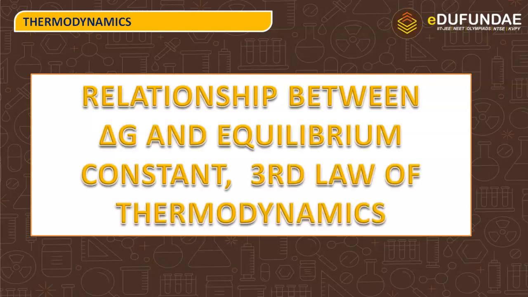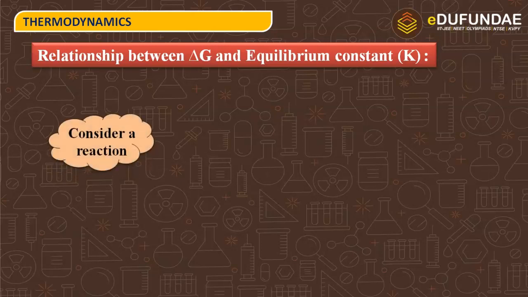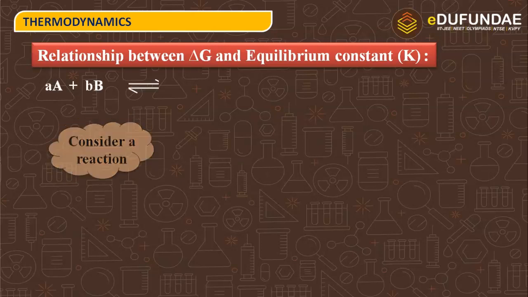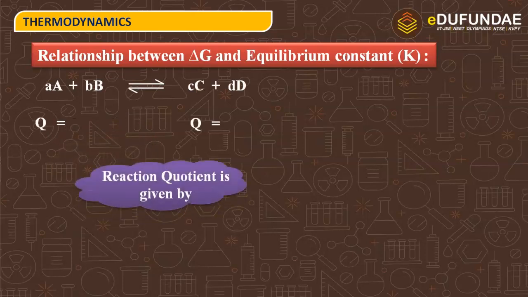Third law of thermodynamics. Let us see what is the relationship between delta G and equilibrium constant K. For this, consider a reaction. Here is the reaction. Now the reaction quotient is denoted by Q. One by one, let us see the reaction quotient in terms of concentration and the reaction quotient in terms of partial pressure.